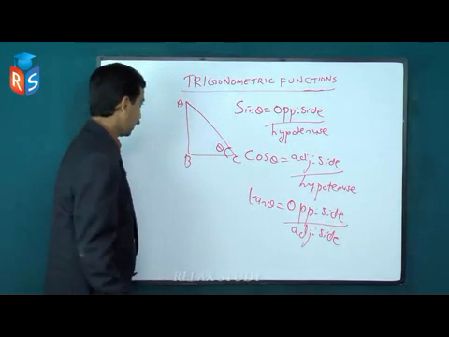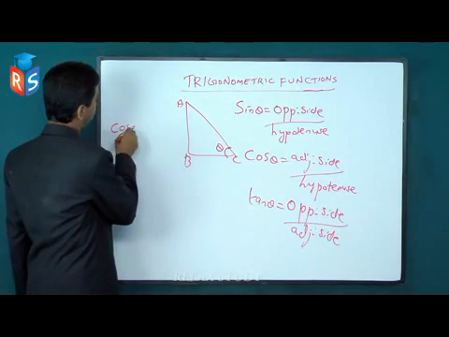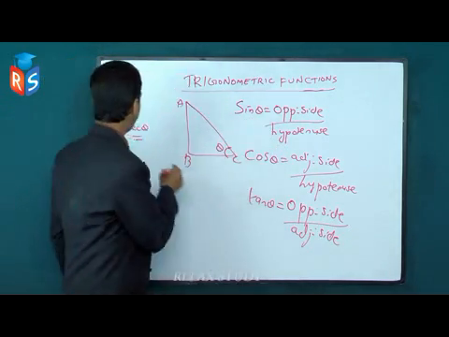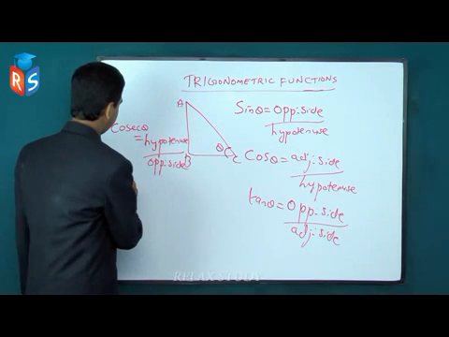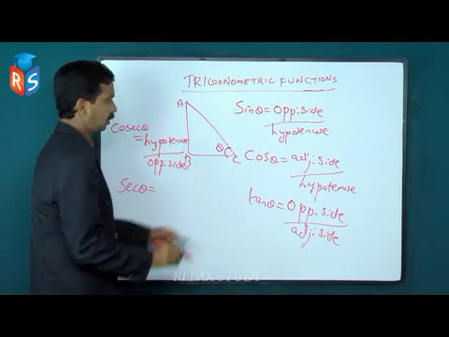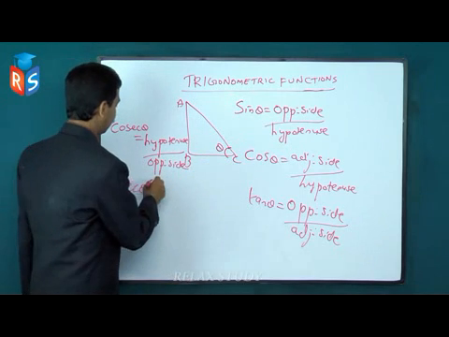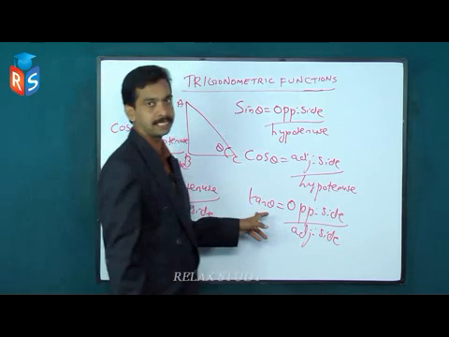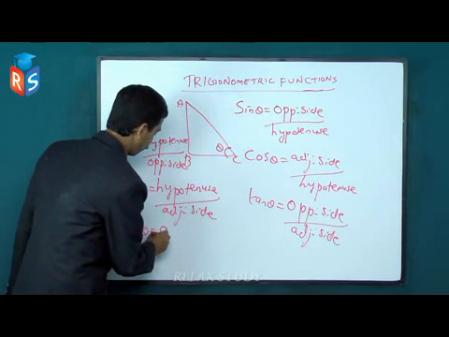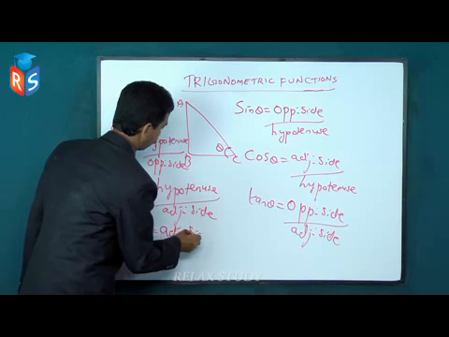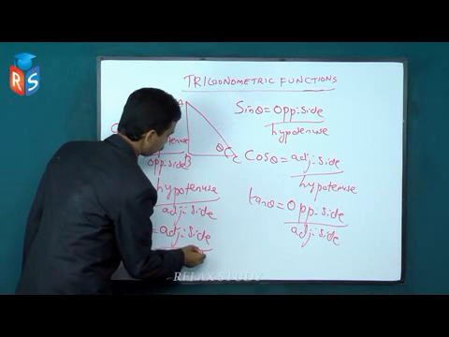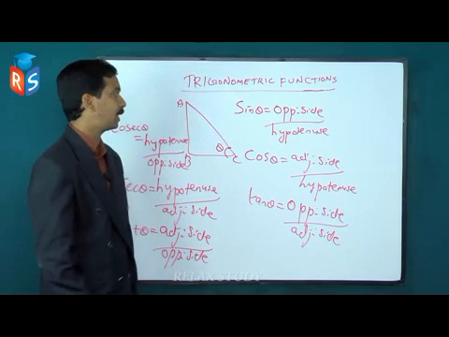Then the remaining 3 ratios, cosec theta is the reciprocal of sin theta, that is hypotenuse by opposite sides. Then sec theta equals hypotenuse by adjacent sides. Then finally cot theta equals the reciprocal of tan theta, that is adjacent side by opposite sides. These are the 6 trigonometric ratios.